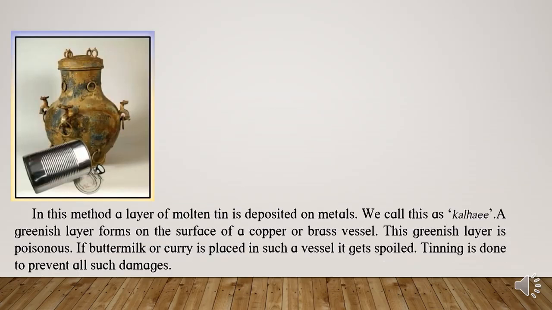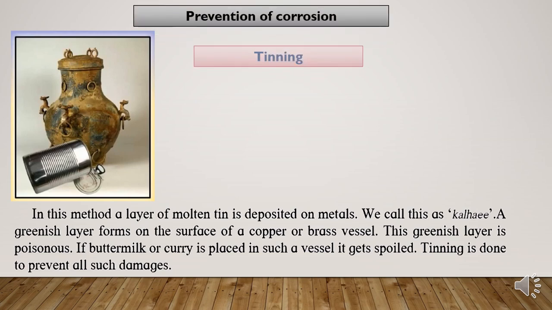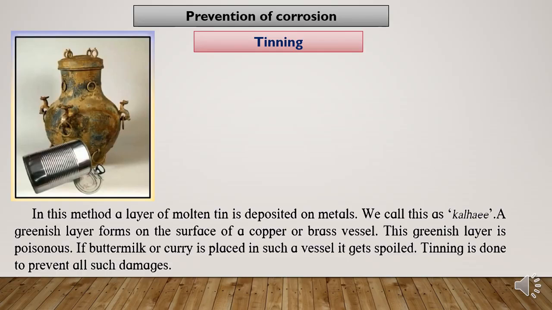The next method, the process for prevention of corrosion, is tinning. In this method, a layer of molten tin is deposited on metal. We call this as kalai. You must have heard your parents often saying that they get the vessels kalai done.